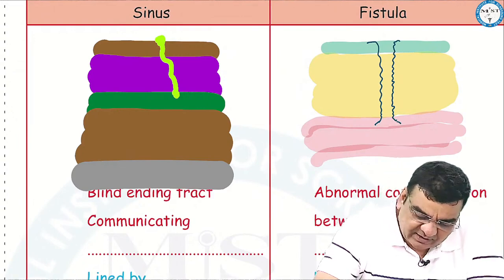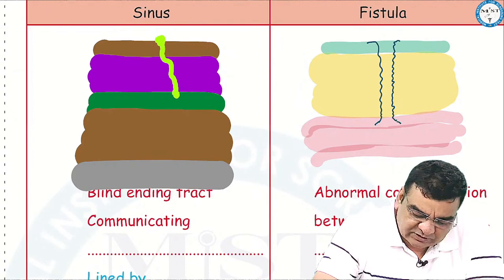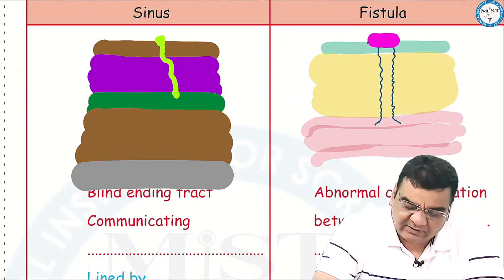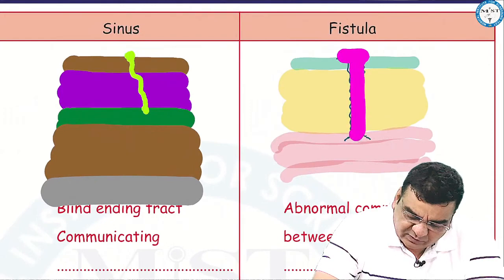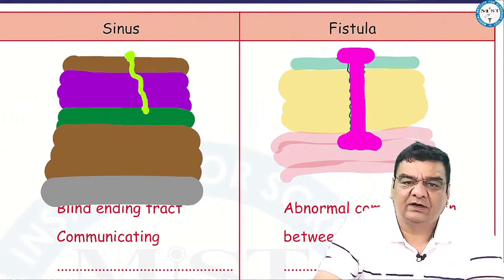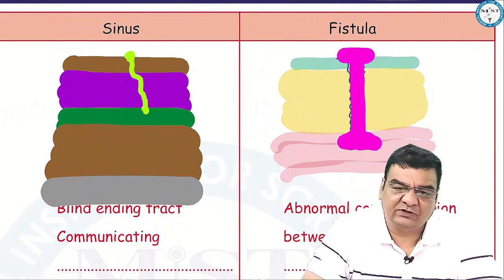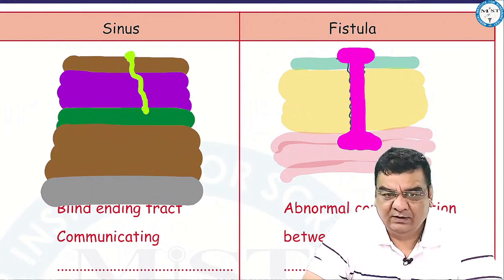However, sometimes we may find a both-sided affair. That means there is a relation between two people. Like here, there is a connection with the skin, and down there might be a connection with some other structure. Right? So this connection with some other structure is called as fistula.